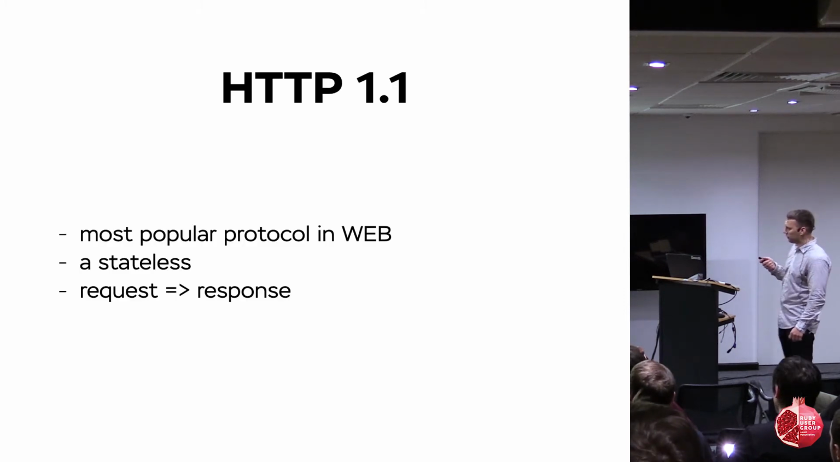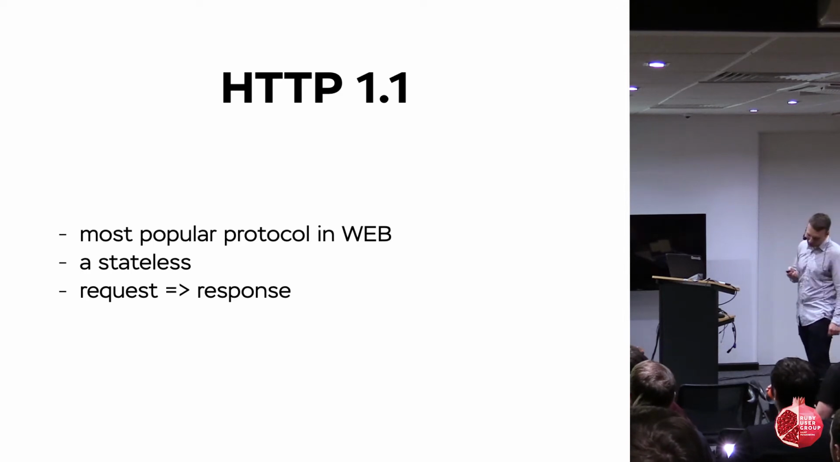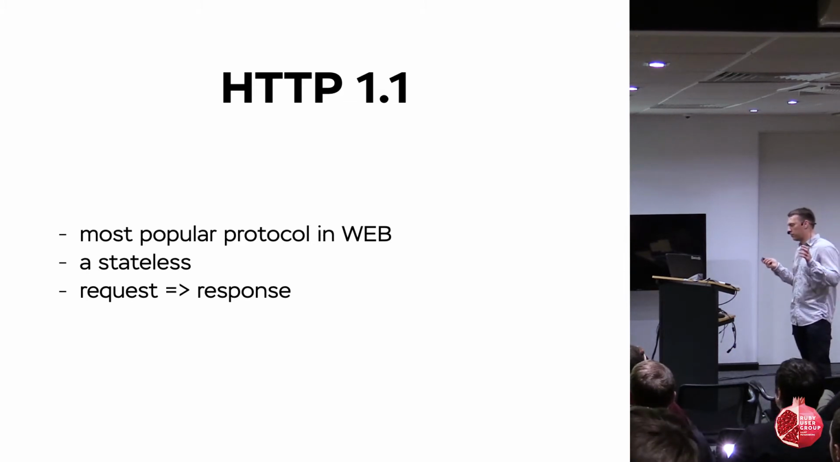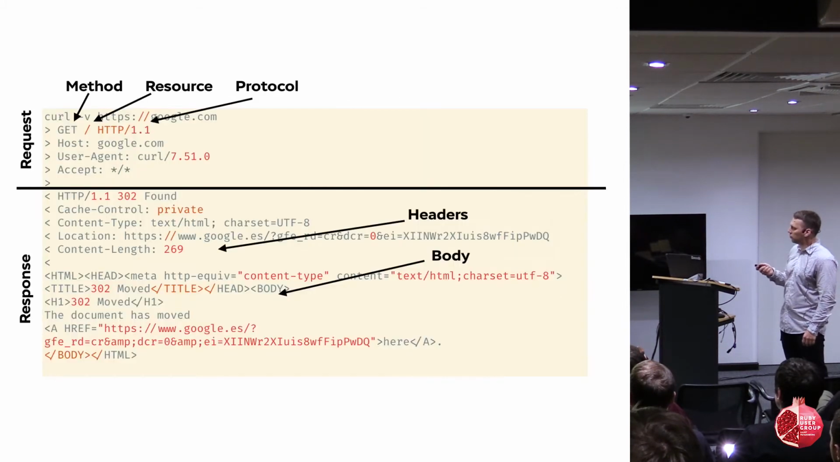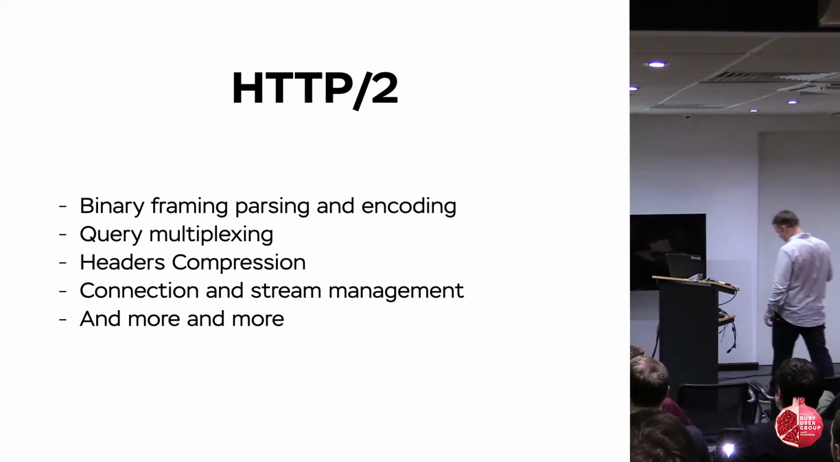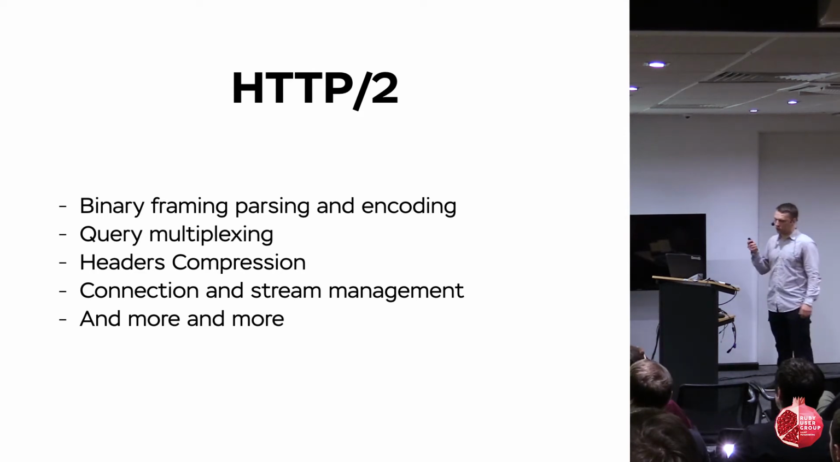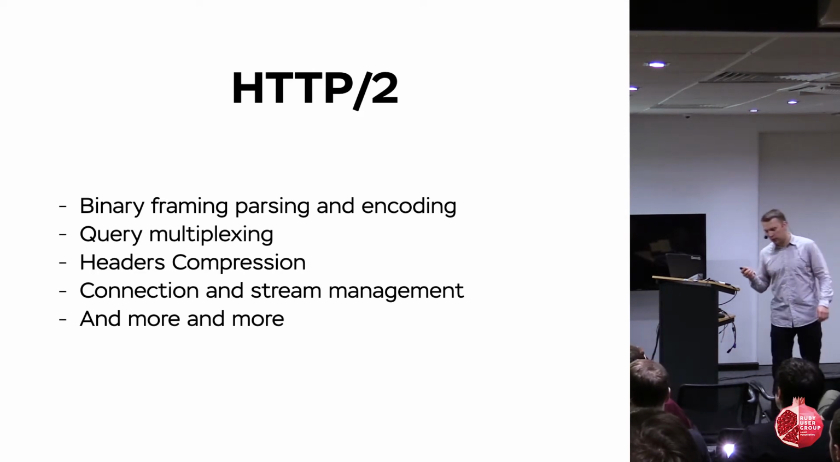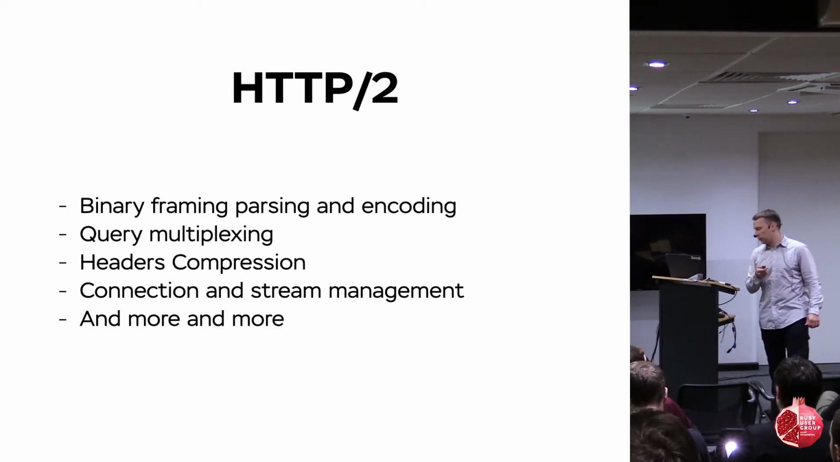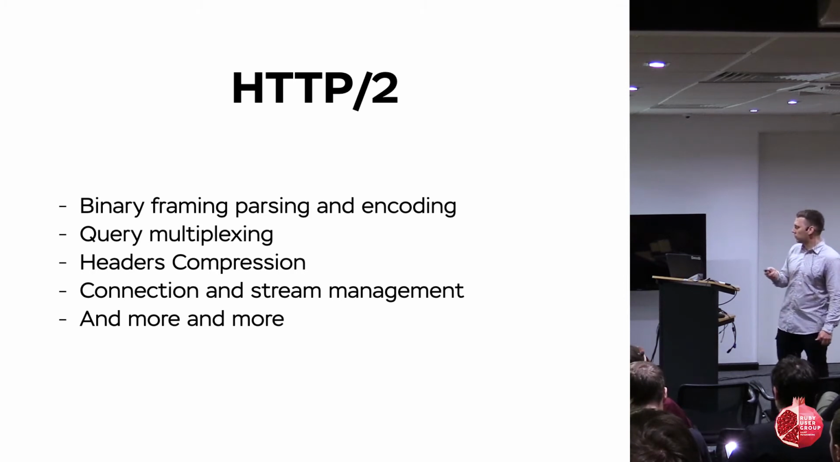Let's talk a little about HTTP 1.1. Let's remember that it's a popular protocol, it's stateless, and the easiest way to write is request response. What we expect someday from HTTP 2 is that it's a binary protocol, it has multiplexing, header compression, streaming, and its management, and many other things. I'm sure you know more than I do, but that's not the point.